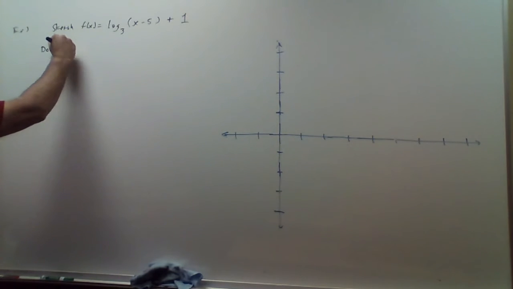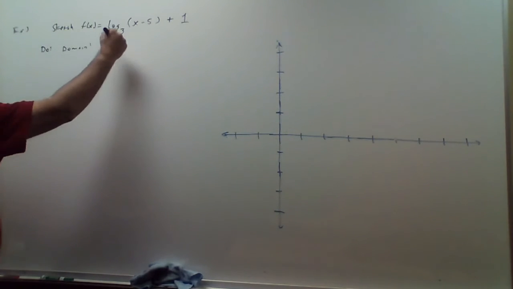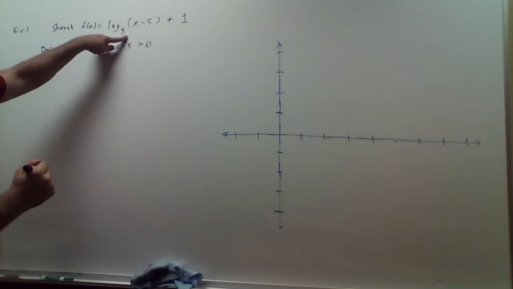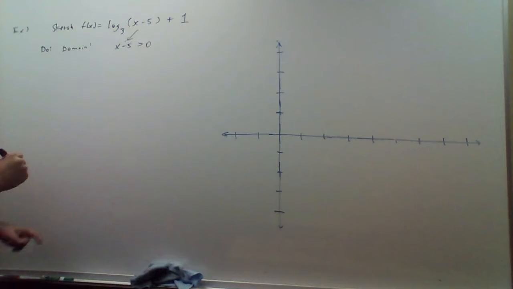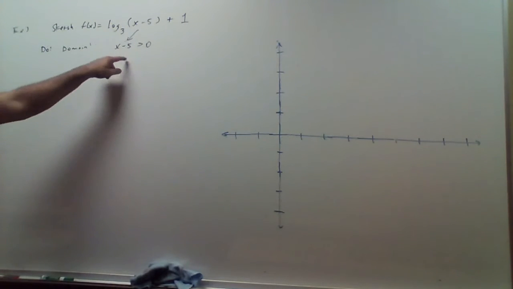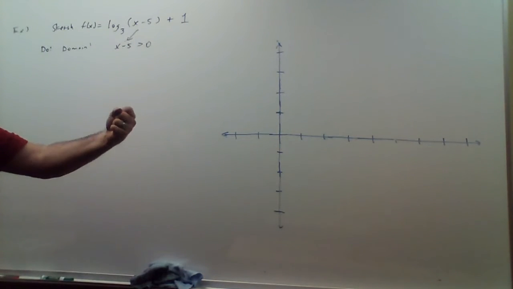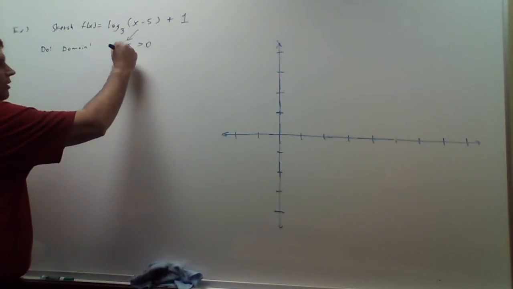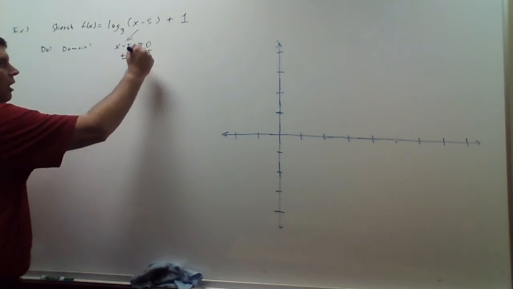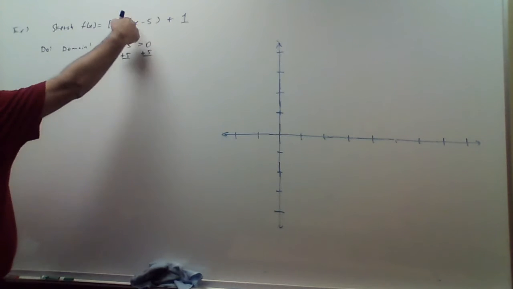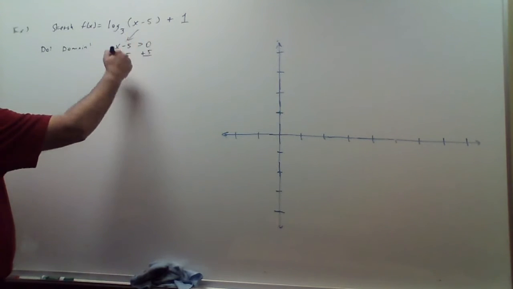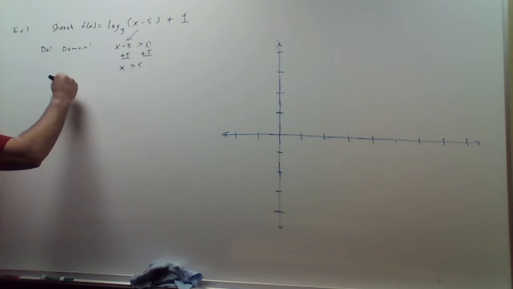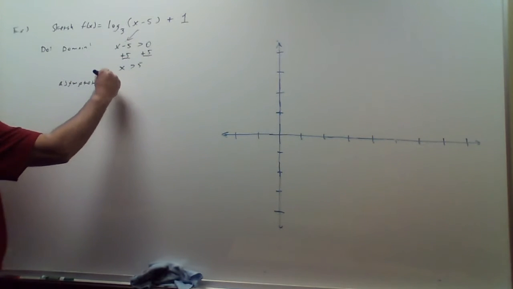So what we're going to do is start with the domain. The domain requires that x minus 5 has to be greater than 0. Whatever is in here needs to be greater than 0, because logarithms of negative numbers are imaginary, and logarithms of 0 don't exist. So only logarithms of positive numbers are real numbers. So we take this thing that has to be greater than 0, add 5 to both sides, x is greater than 5. There will be an asymptote at x equals 5.